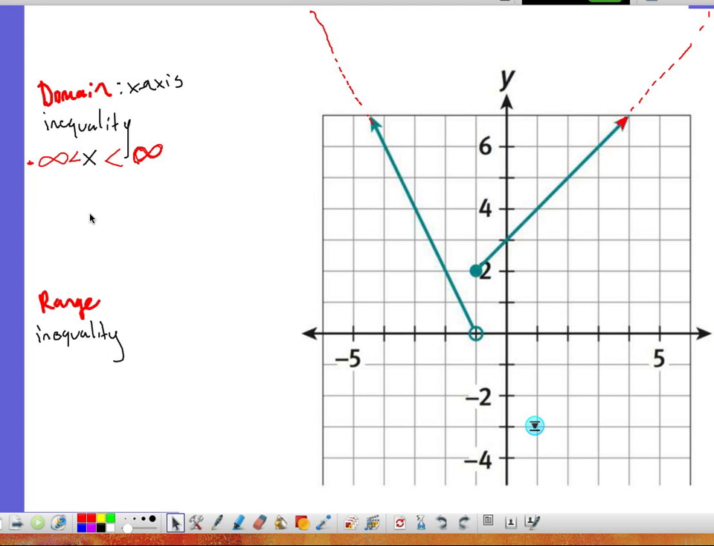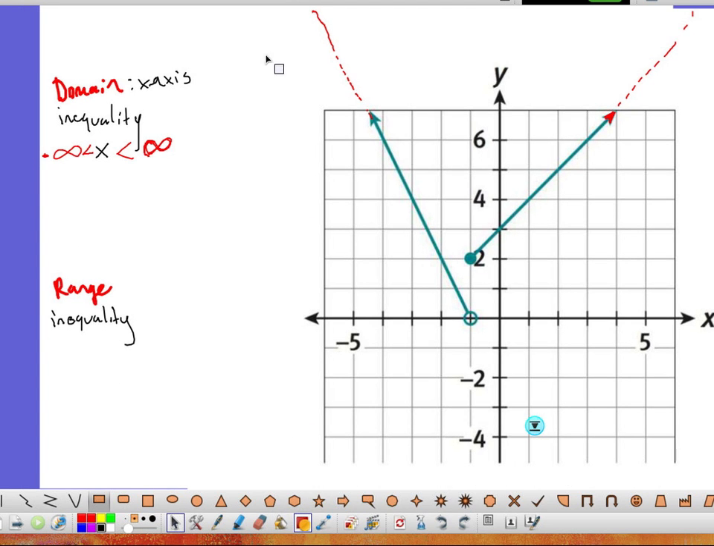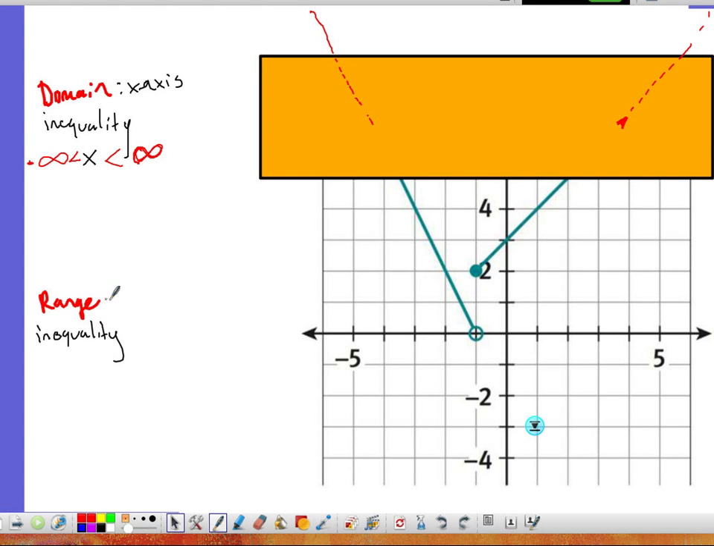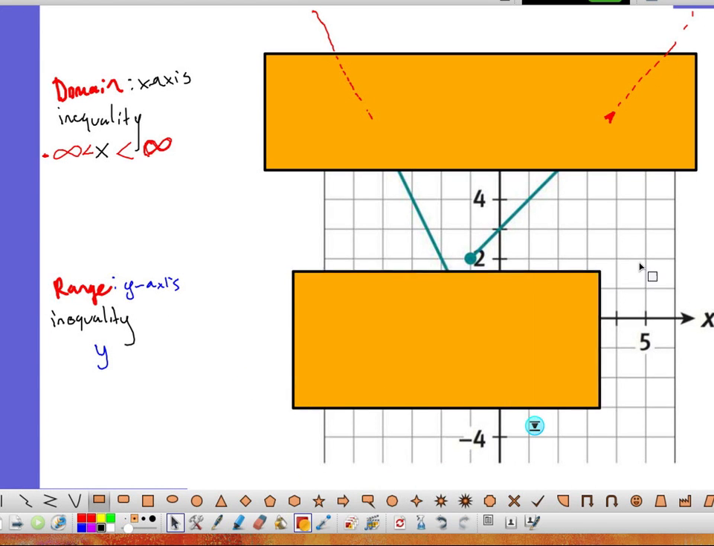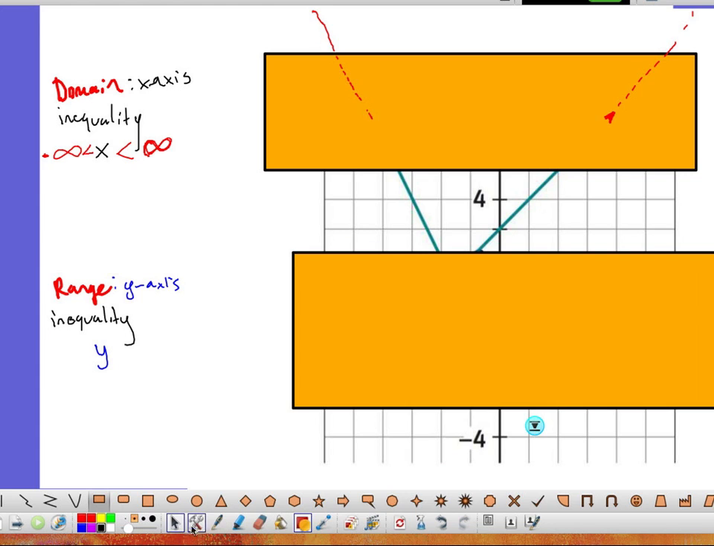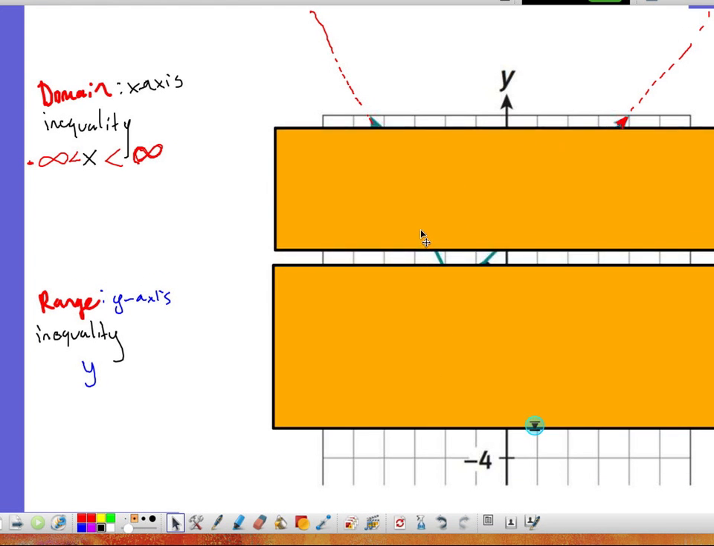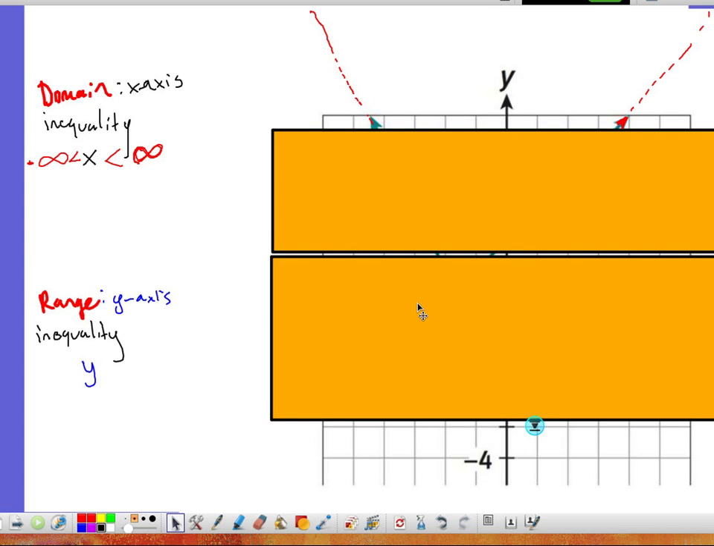Alright, so I'm just going to jump into the range. For the range, I'm going to be using the y-axis, which tells me I'm going to use the variable y for my inequality. And I'm going to be using vertical moving elevator doors. So here are my elevator doors. Alright. First thing I want to do is find my smallest value, which goes on the left.